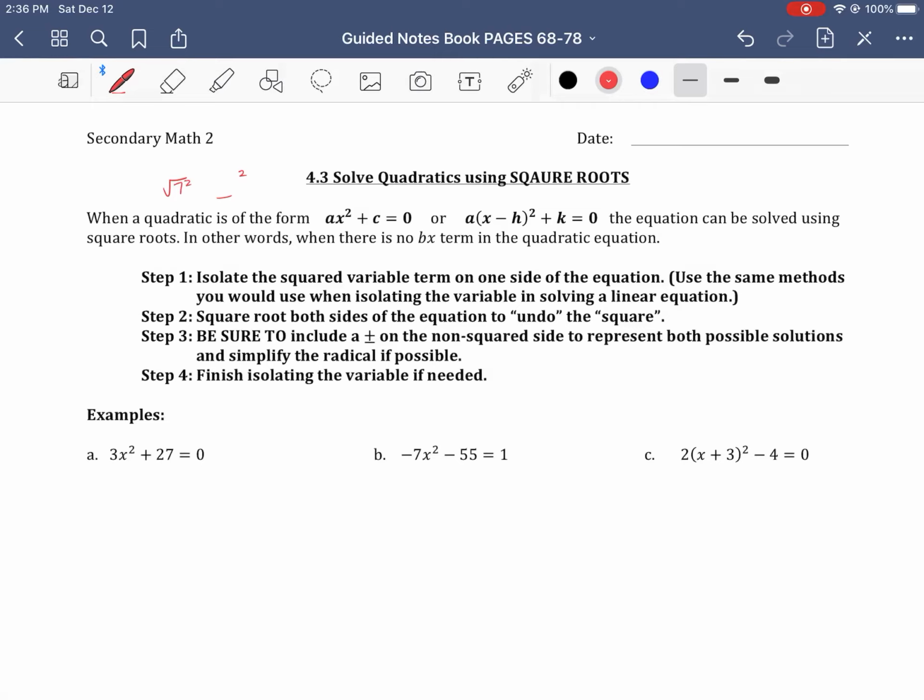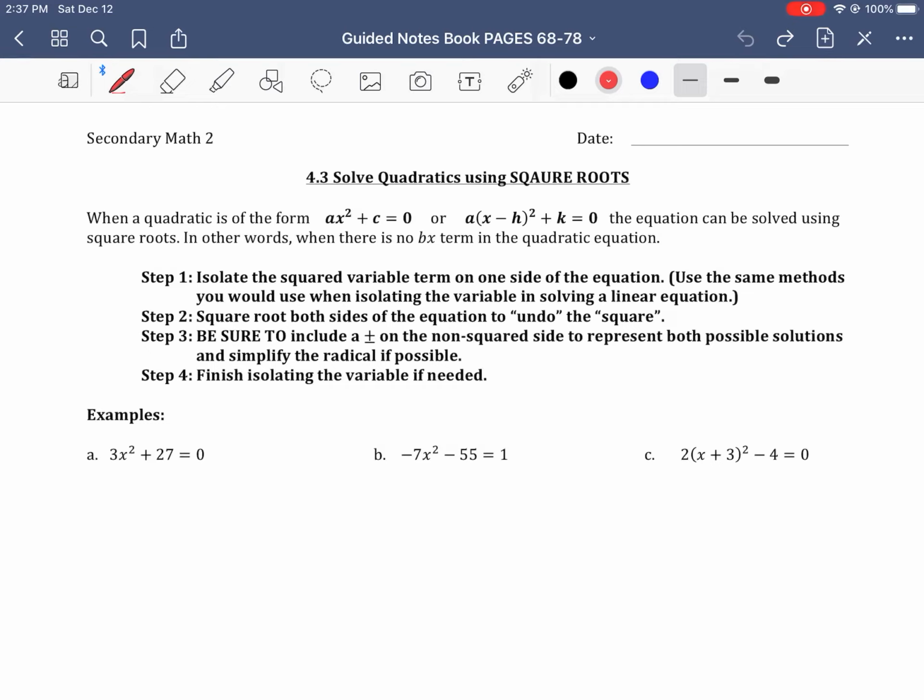So if we were to write 7 squared, those two essentially cancel each other out, because if I have two 7s, that creates that group that we would pull out. So what we're going to do is use square roots as we're solving.